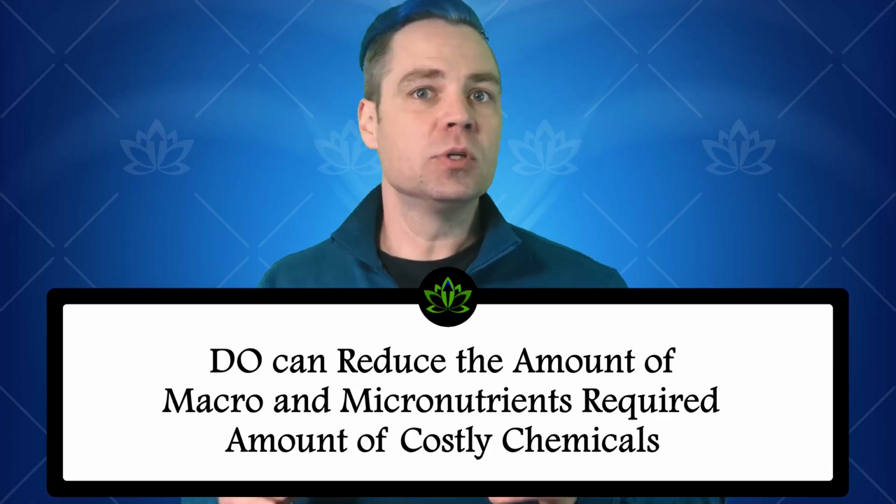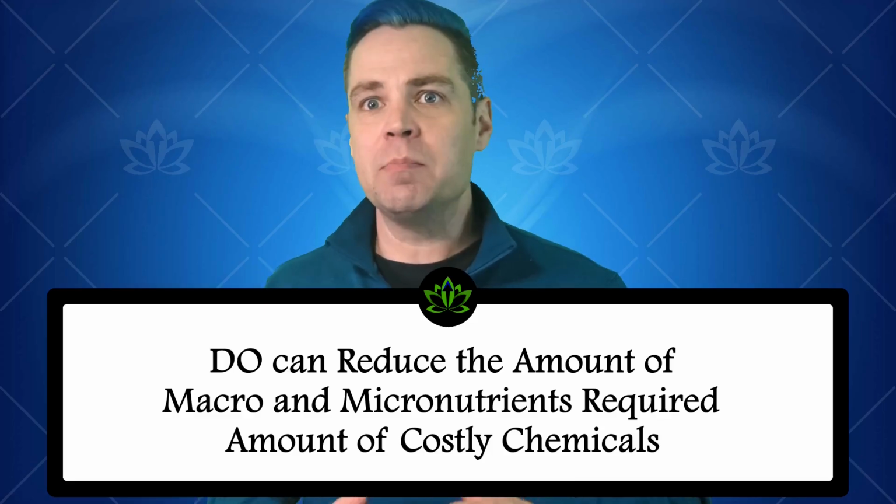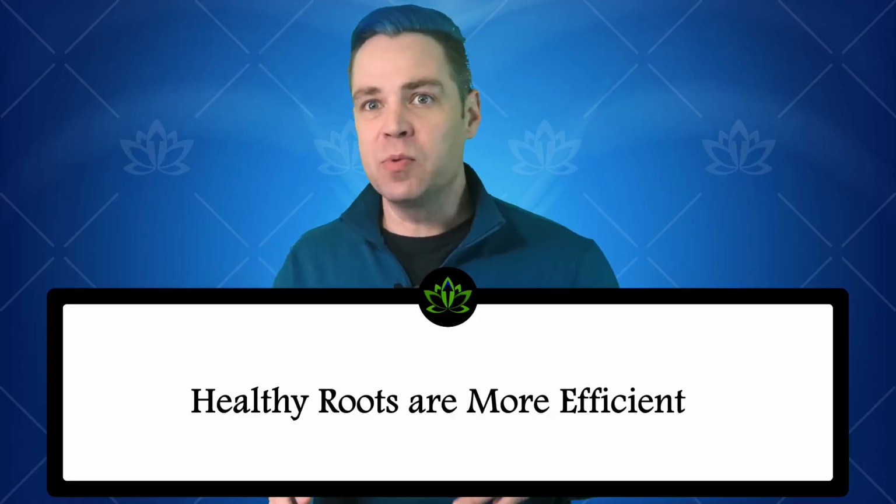Dissolved oxygen is not just an additional nutrient that contributes to plant health. It can have direct economic impacts as well. When used appropriately, it can reduce the amount of nutrients and micronutrients required, as well as the amount of costly chemicals such as fungicides. This is because healthy roots are more efficient, meaning that nutrients can often be uptaken quicker than they can be flushed out of your growing medium. This increased root health also helps them resist disease and pathogens.